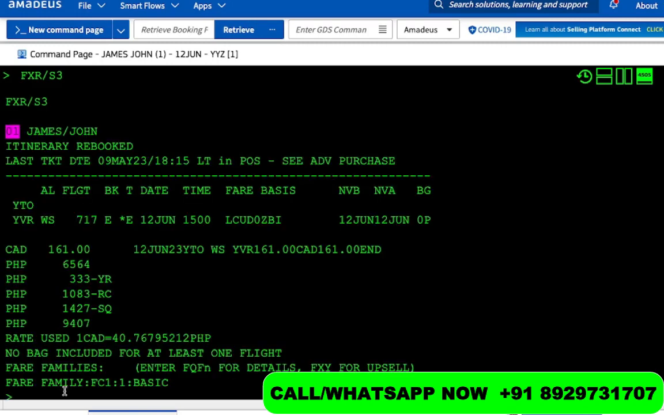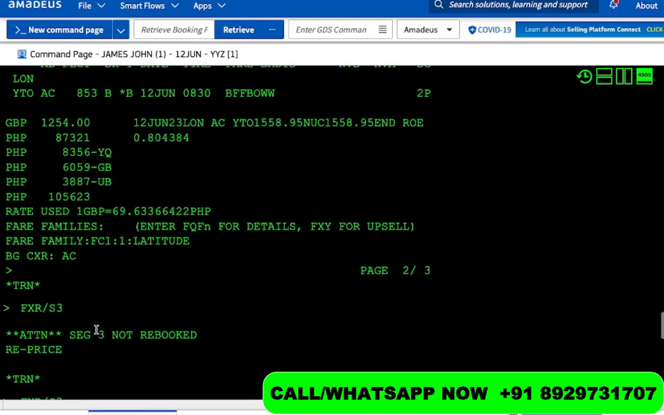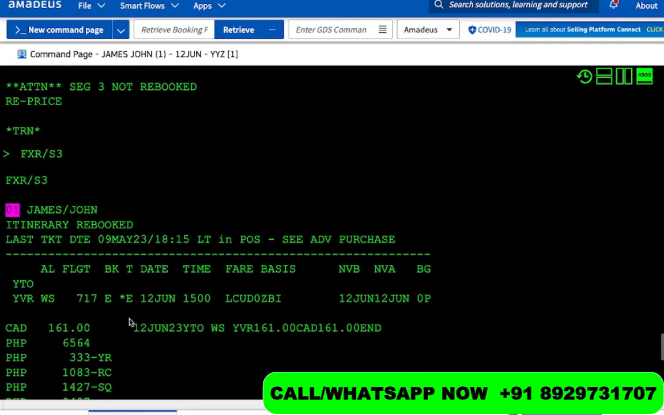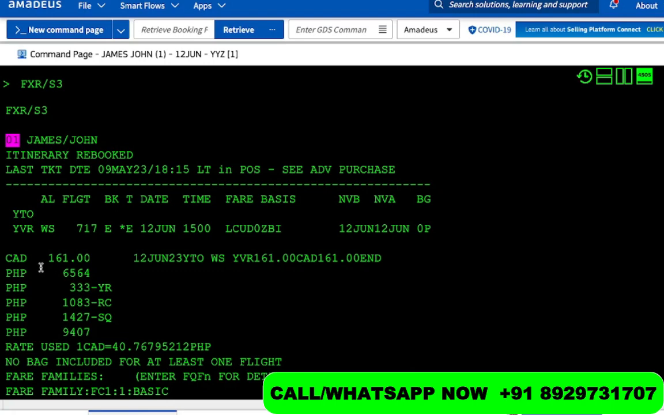Here we go. Now we have the price of segment 2 was 105,623. It priced us in Bravo class with 2 pieces of luggage, and the flight going forward was with WestJet, and it has 0 pieces of luggage, and the total price is 9,407.